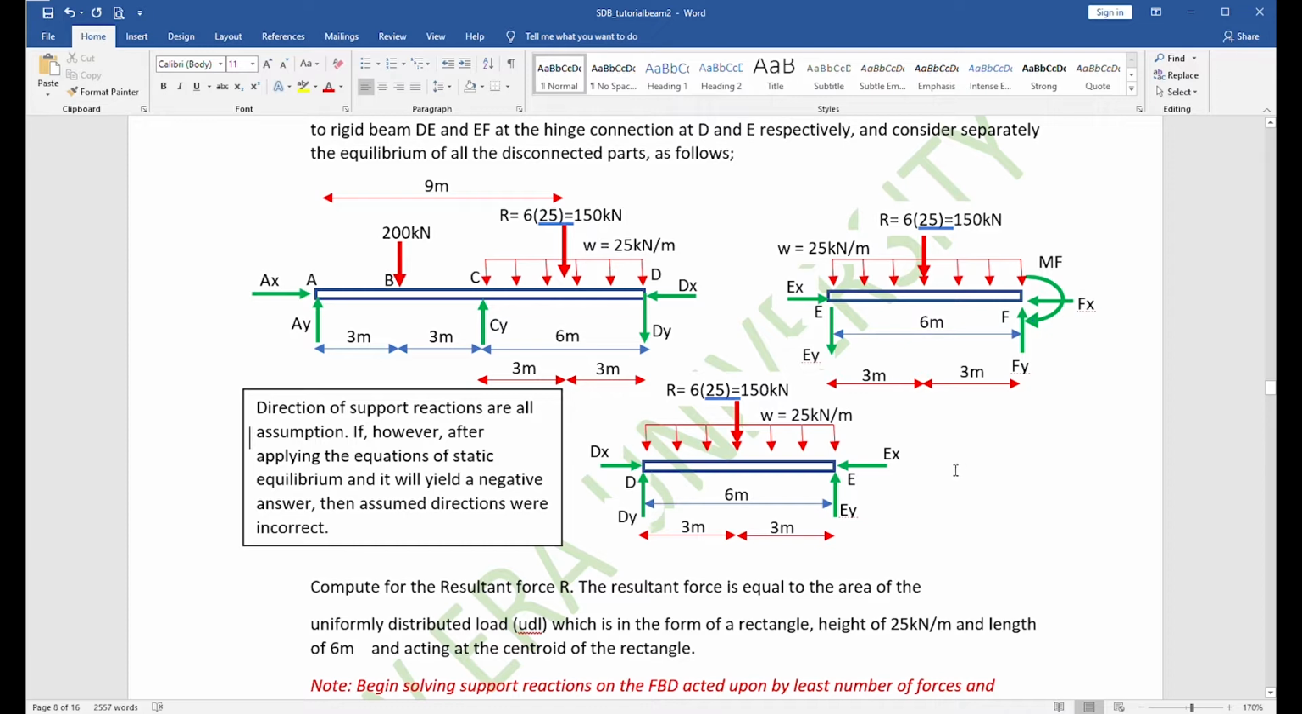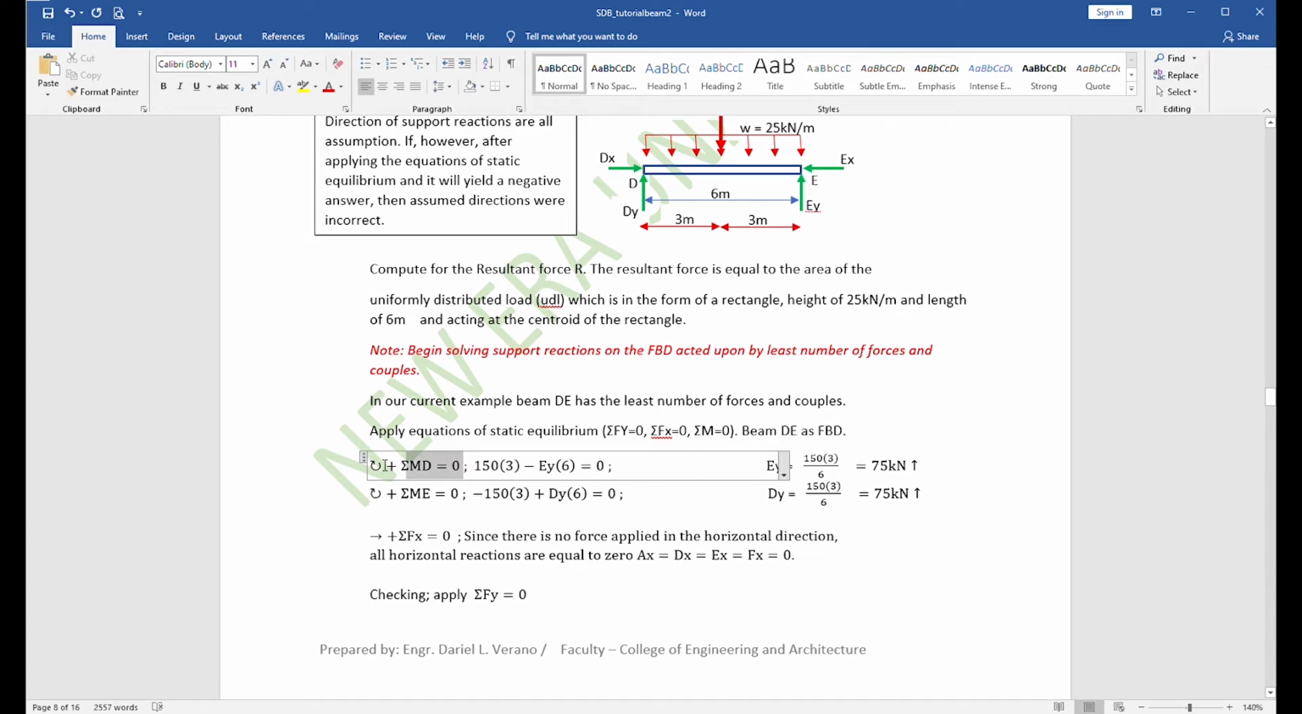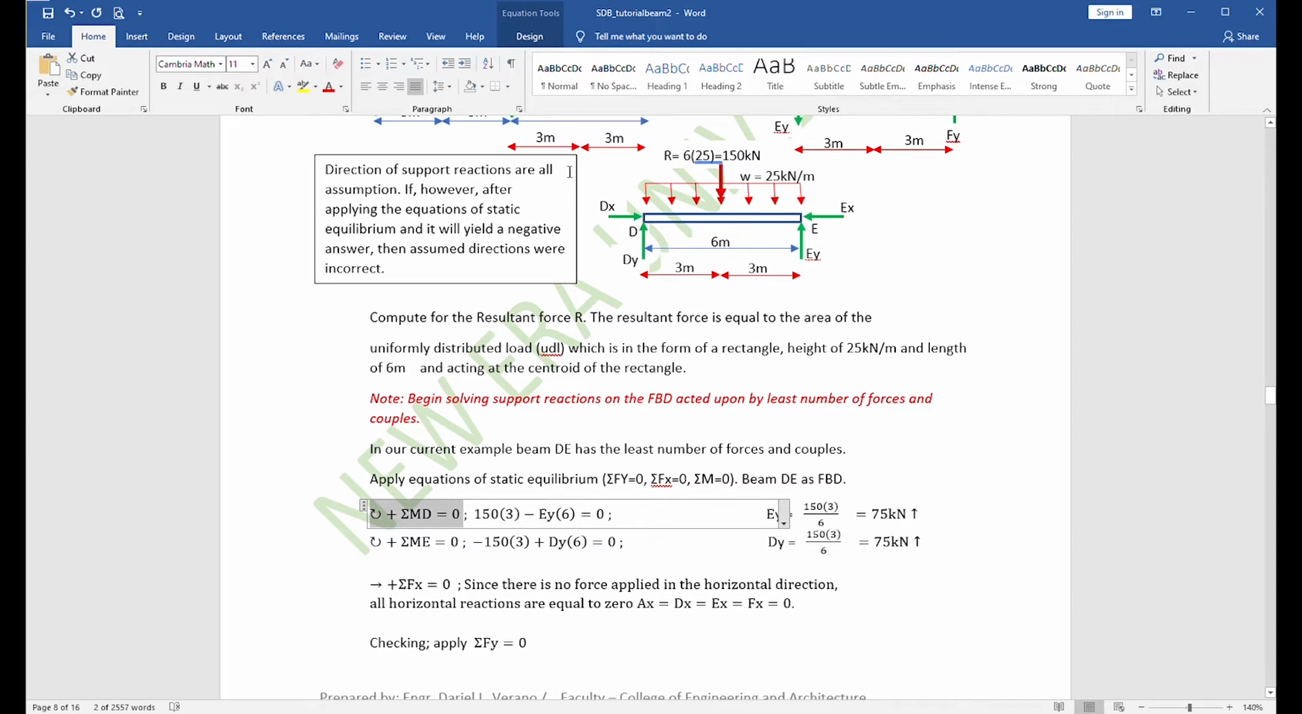We will now start applying the equations of static equilibrium to this beam, segment DE, as our free body diagram. We apply summation of moments at point D equal to 0. With respect to point D, the 150 is clockwise and EY is counterclockwise, so the 150 is positive and EY is negative. From this equation, we can solve EY, which is equal to 75 kN. The assumed direction was correct because 75 is positive, meaning EY is upward. If it is negative, it means EY is downward.